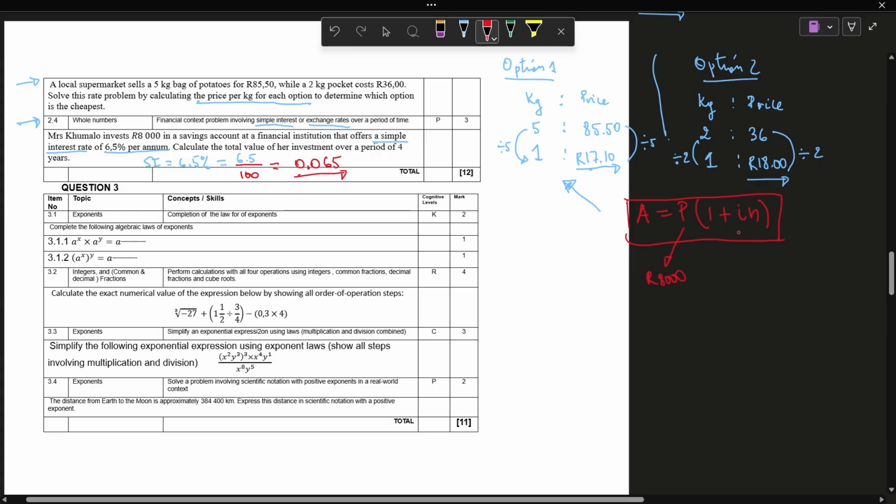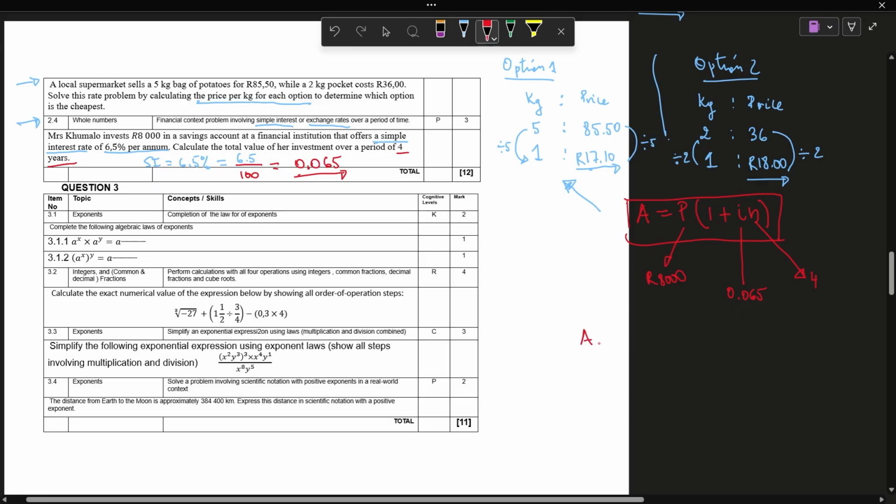And what is your interest rate here? We found the value that you need to write. So here it's 0.065. What is the amount of years? Here they say 4 years. I think it's written here, 4 years. So this n, basically, is 4. So what you do, you just plug everything into the formula. So let's do this substitution.